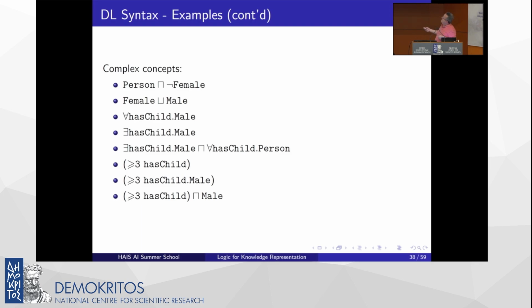This is another complex concept, female or male. So this is the kind of conjunction that we use, this is a kind of disjunction. So this is, I suppose, everybody. Okay? Now look at this. We read this, all has child male. Okay, now, this is the set of objects such that all their children are male.